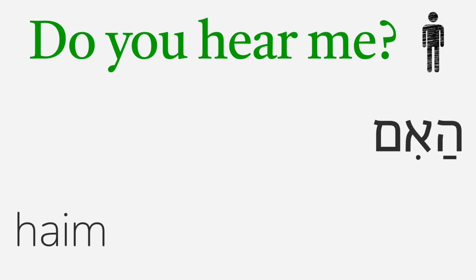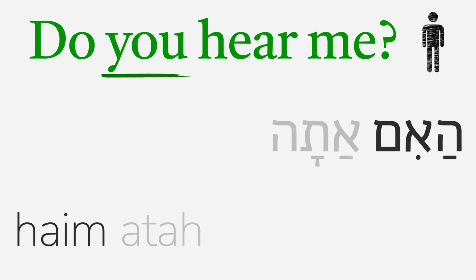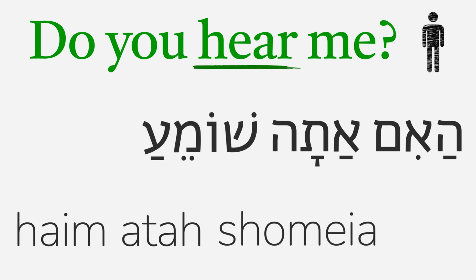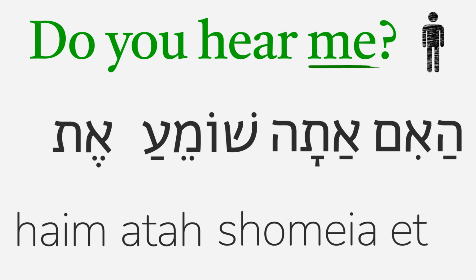Let's say, do you hear me talking to a man? Since this is a question which requires a yes or no answer, we can start it with ha'im, though that's not necessary. We don't translate the word do into Hebrew in this context, and you, masculine singular, is ata. The masculine singular form of hear is shomea, with that patach under the ayin. Me in this sentence is the definite direct object of the verb hear. So in Hebrew, it will be the preposition et with a me suffix.